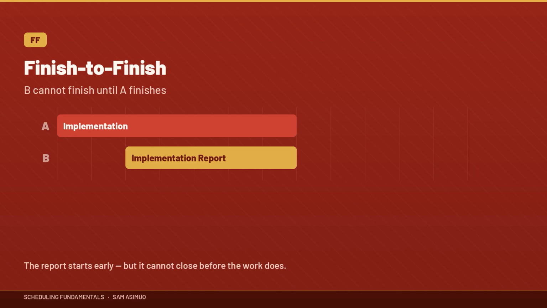Finish to finish. Activity B cannot finish until activity A finishes. For example, you may be preparing a final implementation report while implementation is taking place. The report can start earlier, but it cannot be completed until implementation is finished.